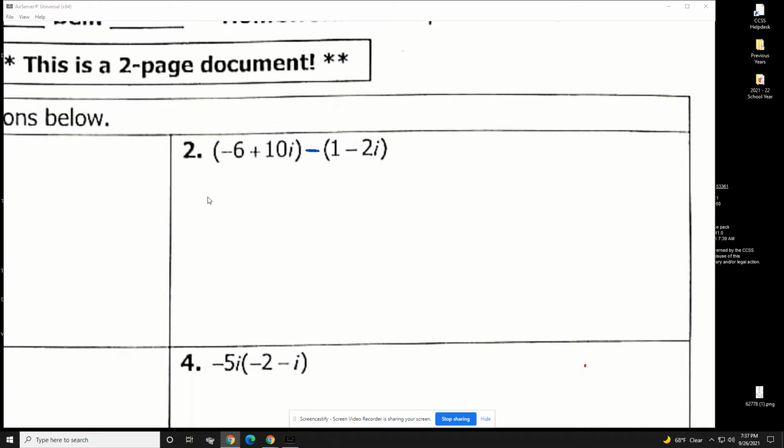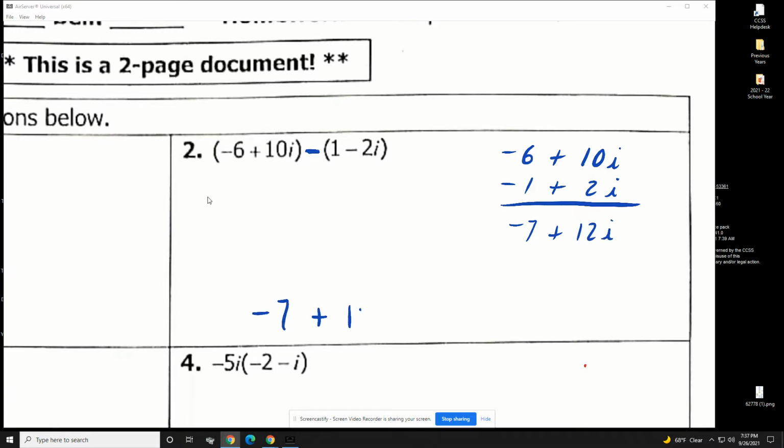So here we go. Number 2. You're supposed to take that first one, -6 plus 10i, and you're supposed to subtract 1 minus 2i. So what we said about this minus sign is it causes these signs to change. So that would become a -1, and that would become a plus 2i. So if I combine these vertically, -6 minus 1 is -7, and positive 10i plus 2i is positive 12i. So sure enough, the answer is -7 plus 12i. That is our complex solution.